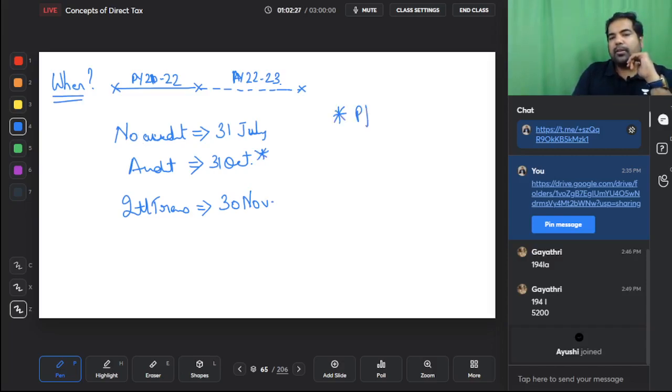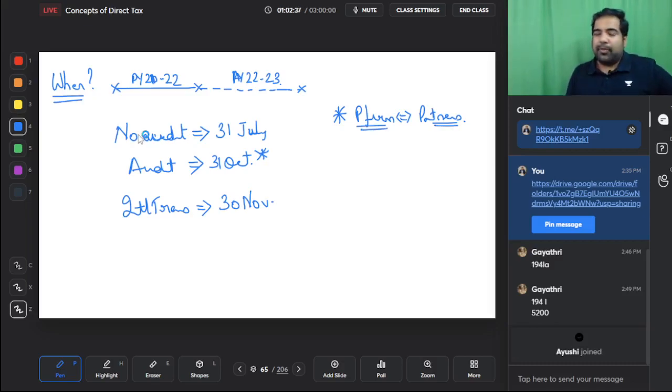Now let's talk about this date. If you're a partner in a partnership firm, then your due date and your partnership firm's due date should be the same. Earlier it was different, but we don't care about what it was earlier. Now what is the case? Guys, if the partnership firm is auditable, then it will be 31st October. So all the partners will also get 31st October.